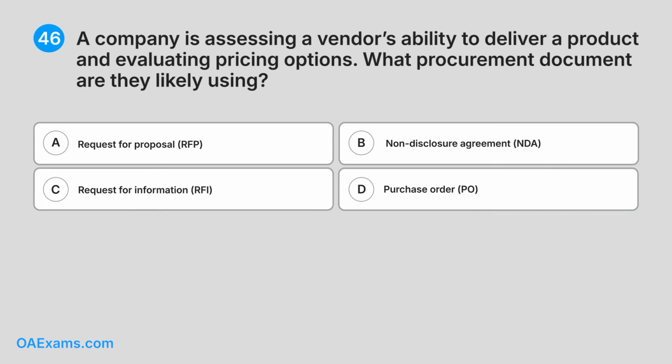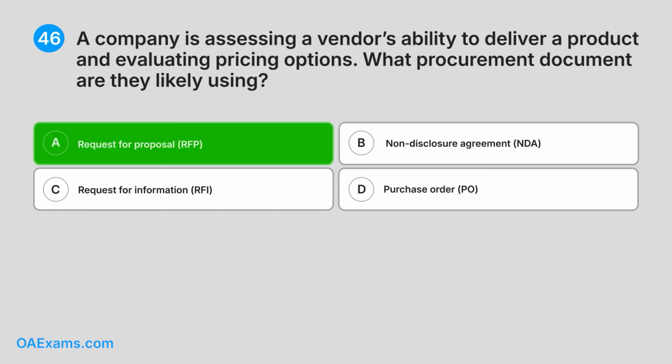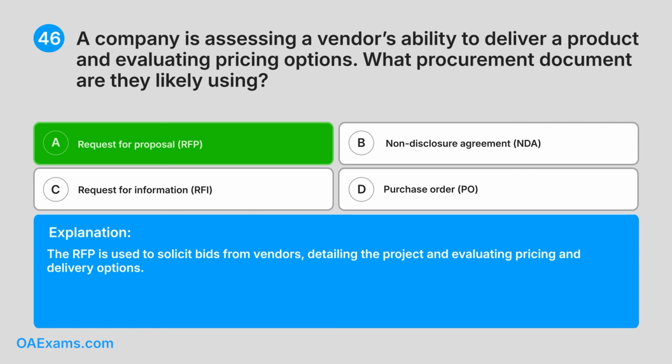46. A company is assessing a vendor's ability to deliver a product and evaluating pricing options. What procurement document are they likely using? A. Request for proposal. B. Non-disclosure agreement. C. Request for information. D. Purchase order. What do you think is the answer? Correct answer. A. Request for proposal. Explanation. The RFP is used to solicit bids from vendors, detailing the project and evaluating pricing and delivery options.